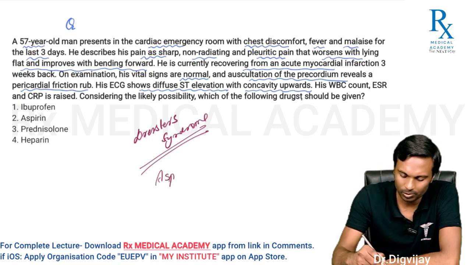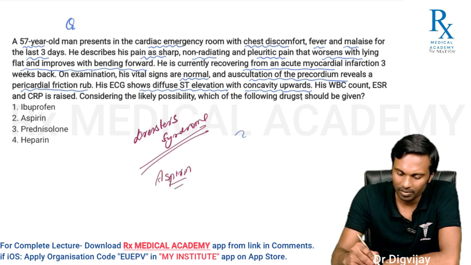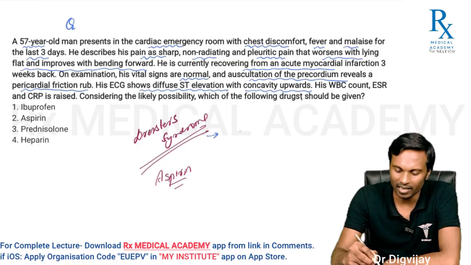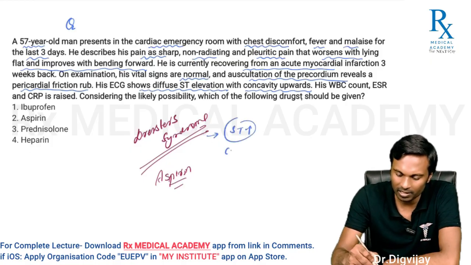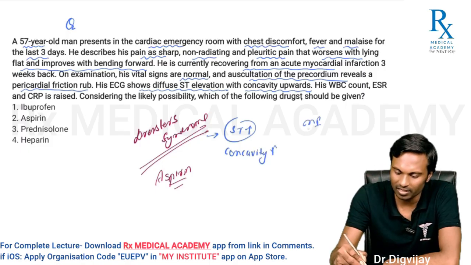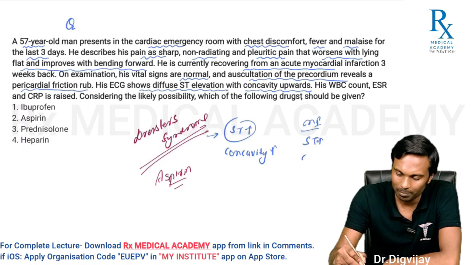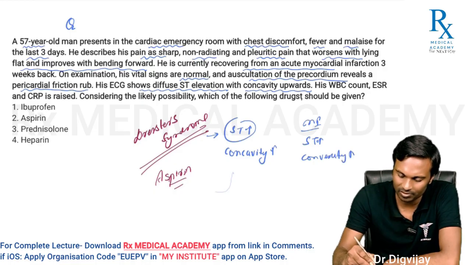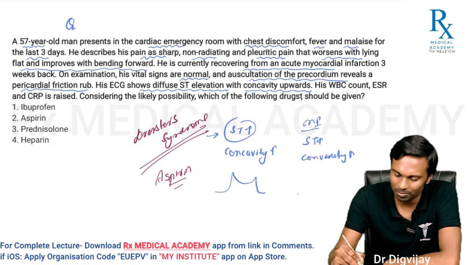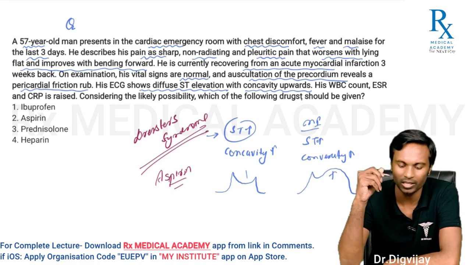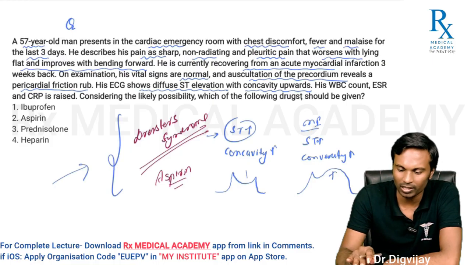The treatment of this Dressler syndrome is aspirin. Okay, now understand once again, in case of Dressler syndrome, that is pericarditis, ST segment elevation will be there, but there will be concavity upwards, whereas in case of ST segment elevation myocardial infarction there will be convexity upwards, something like this. In this case, ST segment will be something like this, whereas in case of myocardial infarction, ST segment will be something like this. This is concavity upwards and this is convexity upwards. Okay. Now I suppose you guys got my point. Now let's move ahead.